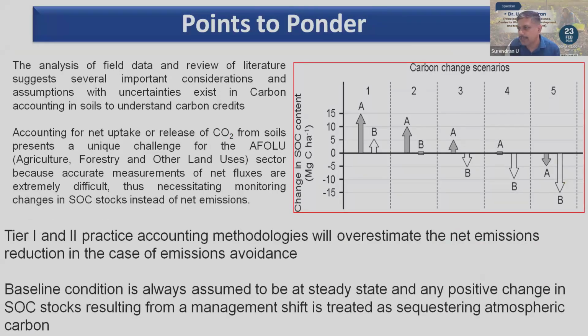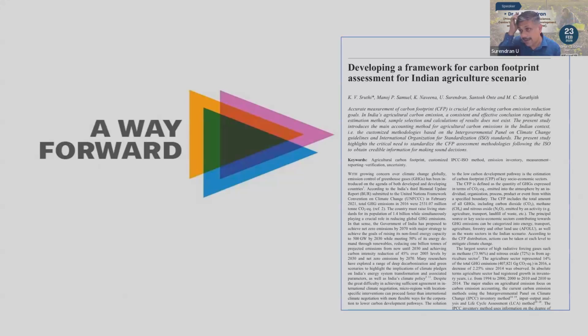Most of these tools either use the IPCC based calculations, especially the tier 1 approach, which means not many data sets are required. If you are going for tier 2 or tier 3, then automatically the requirement of data sets increases. So based on comparing all these data sets, we developed a framework for understanding the carbon footprint or carbon assessments for the Indian agriculture scenario.